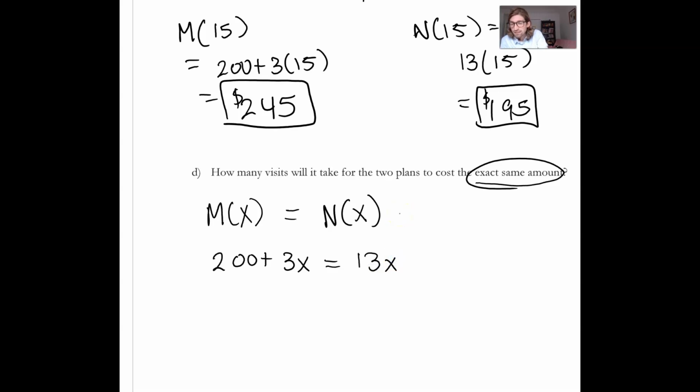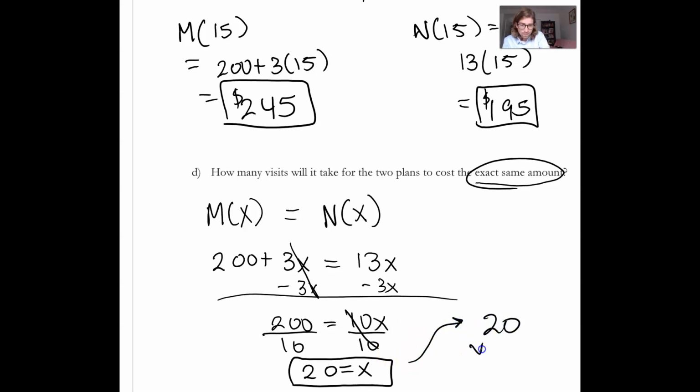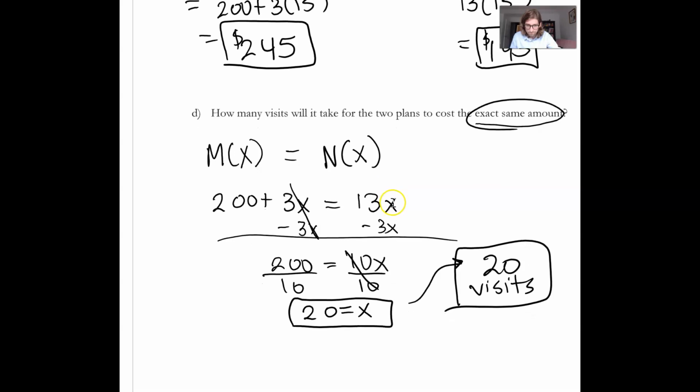While this isn't a simple equation to do, it's not too bad if we subtract 3x from both sides. To cancel the 3x's on the left, we get 200 equals 10x. We divide by 10 to cancel that 10, and we get our answer of 20. Now, how do we write this using some labels? What is x? 20 visits, and they cost the same. So if you're going to go 20 times, it doesn't matter which one you choose. It'll only matter if you go less or more than 20.